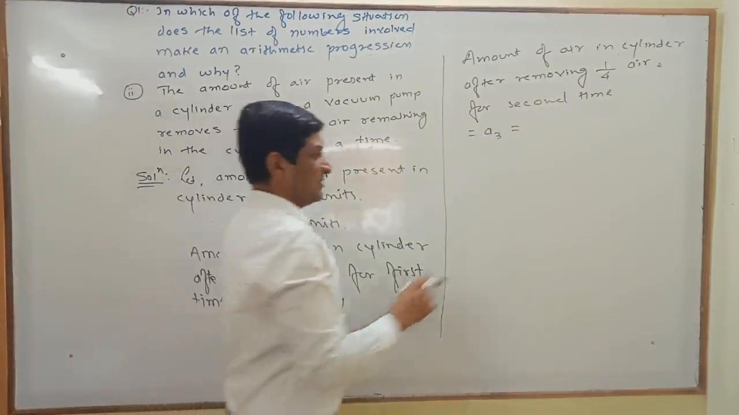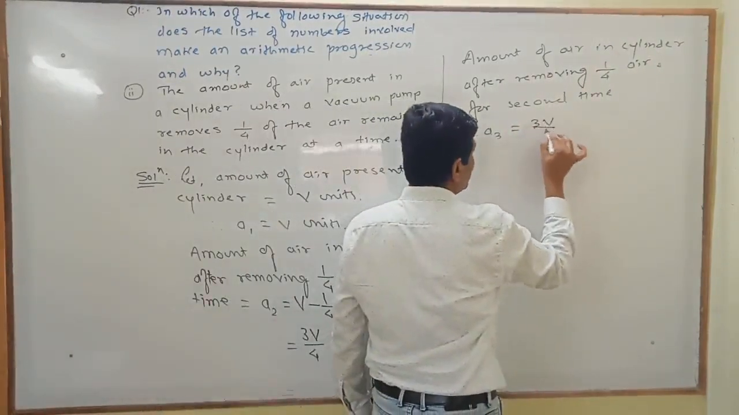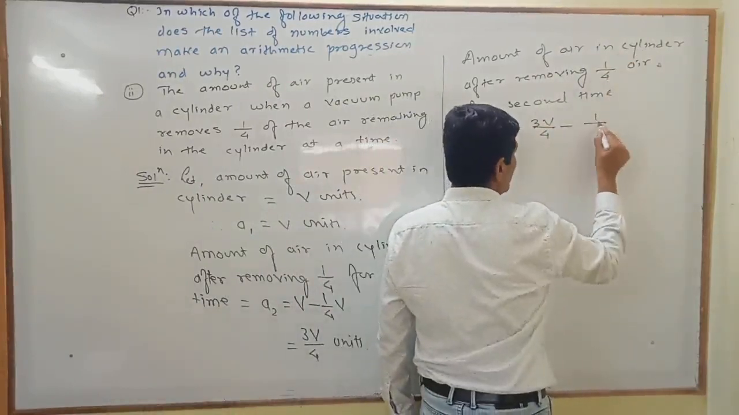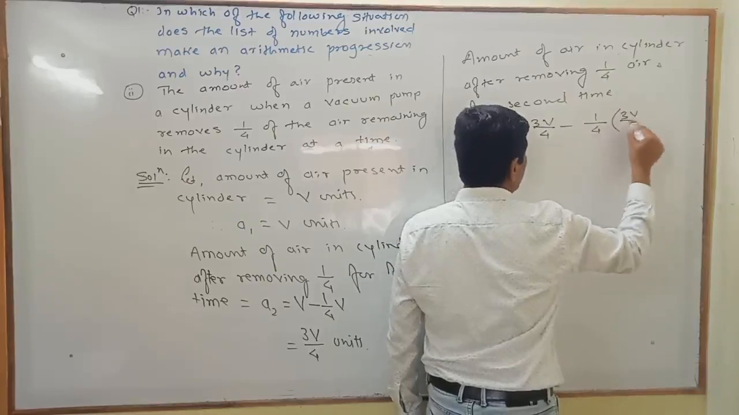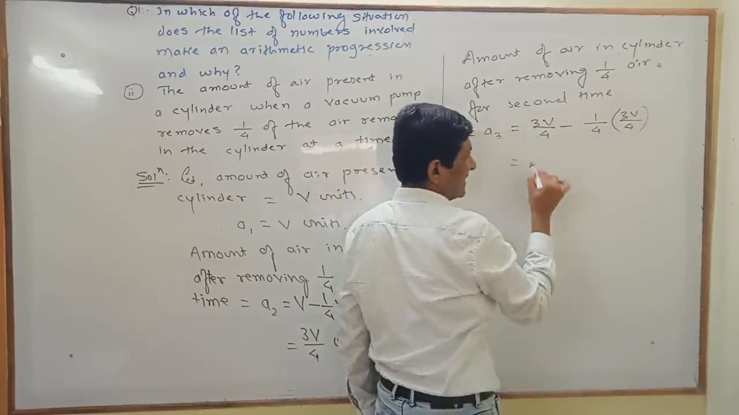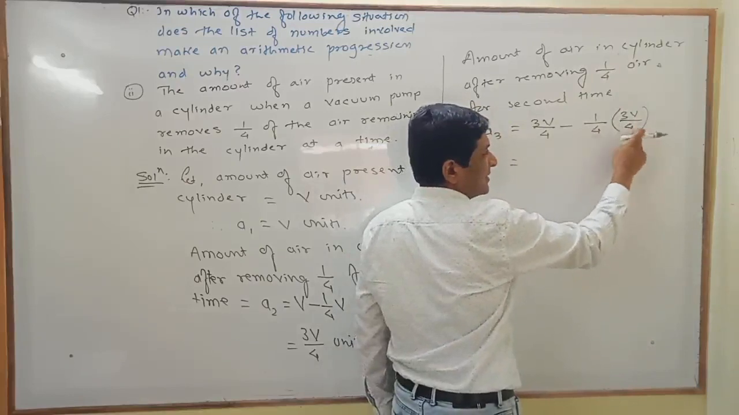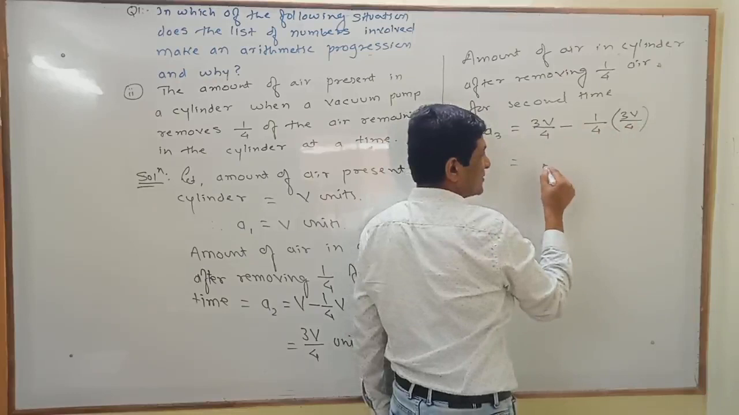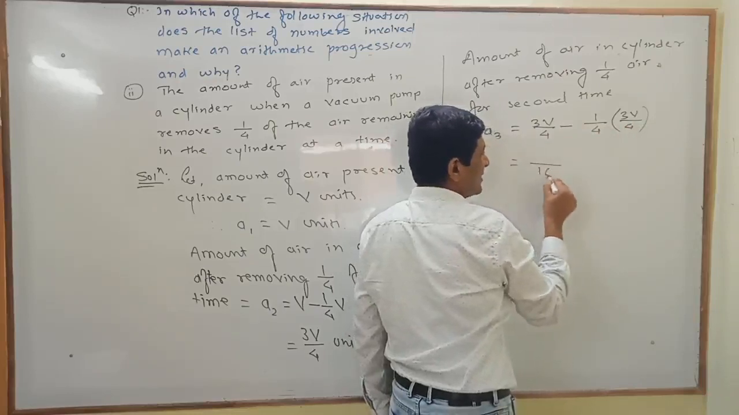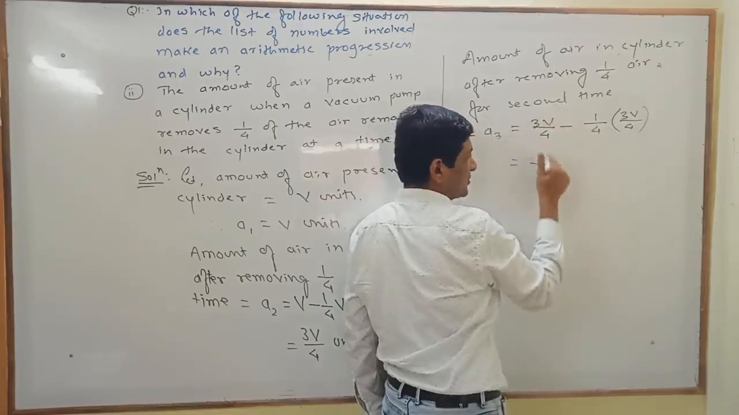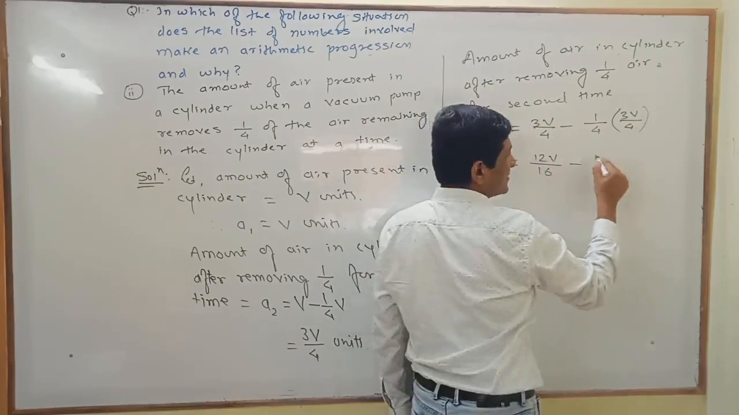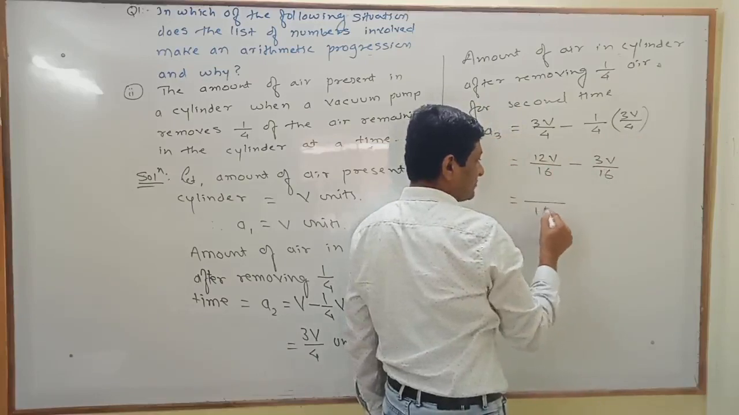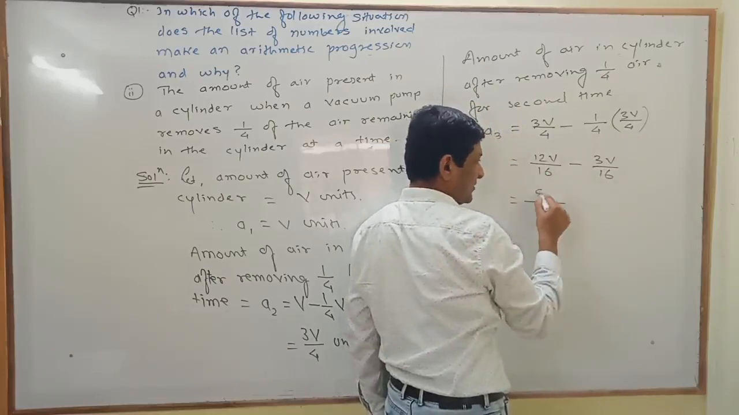3V upon 4. So from this 3V upon 4 we are removing 1/4. 1/4 part of this 3V upon 4 we are removing from the cylinder. So if you observe here, LCM will be equal to 16, since 4 into 4 is 16. That's why we are multiplying numerator and denominator by 4. So here we will get 12V minus 3V upon 16. Since denominators are same, take the subtraction of numerators, that will be equal to 9V.